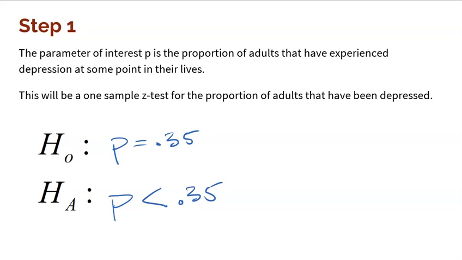All hypotheses in every problem use P, and they all use the same number, in this case 0.35. You're never going to have different numbers between the null and the alternative. The only difference is the null always uses an equal sign, whereas the alternative could be less than, greater than, or not equal to, all depending on the problem.